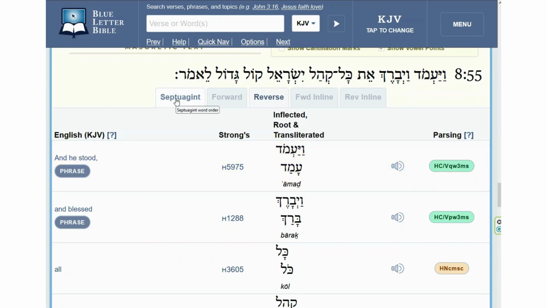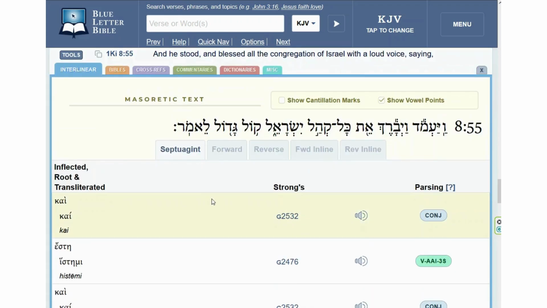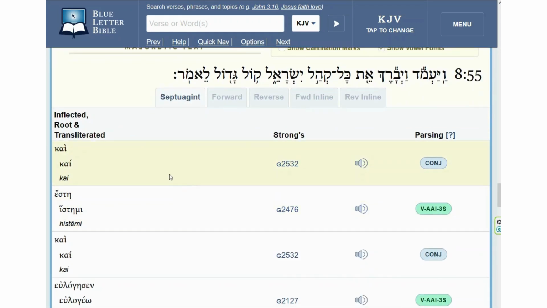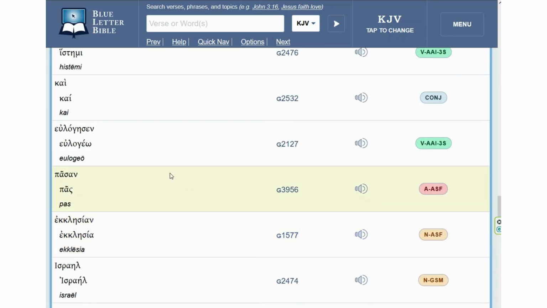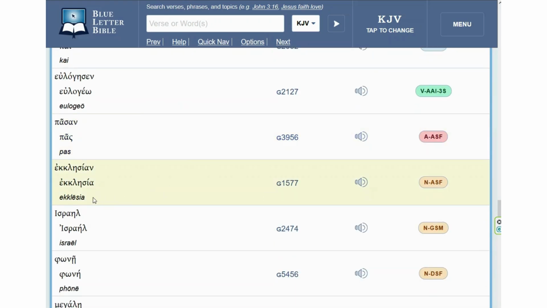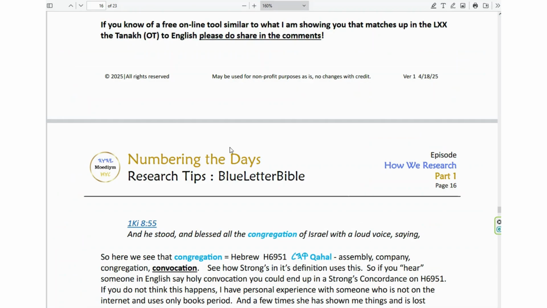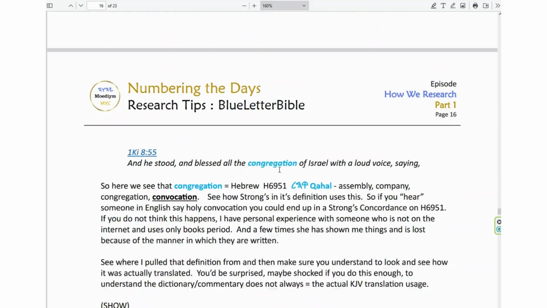Right up here in this tab is the Septuagint. And when you look at the Septuagint, it doesn't do that for you. It's got a whole bunch of Greek words down here, and you don't see the English on it. It's not matched up, and as you can see, here's our word ecclesia right here. Same Strong's number as was over in the Brit Hadashah. Now, if you know of any free online tool similar to what I'm showing you that matches up the Greek Septuagint to the English translation in an interlinear fashion, please do share in the comments, because I'd like to know where to find it.